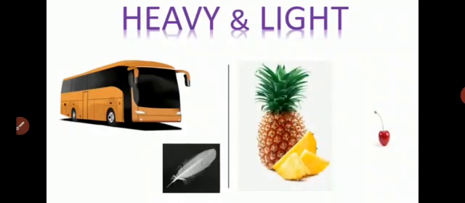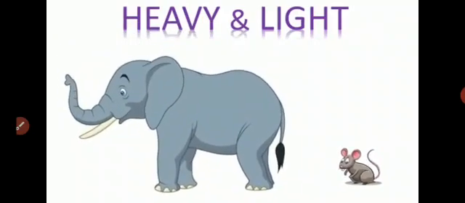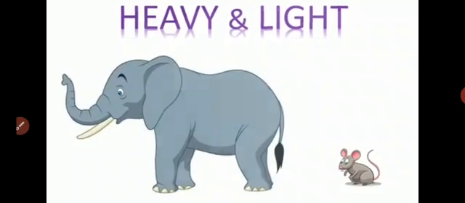We have two fruits, a pineapple and a cherry. The pineapple is heavier than the cherry. The cherry is light. Find out which one is heavy and which one is light, either the elephant or the mouse. An elephant is heavier than a mouse. The mouse is light.